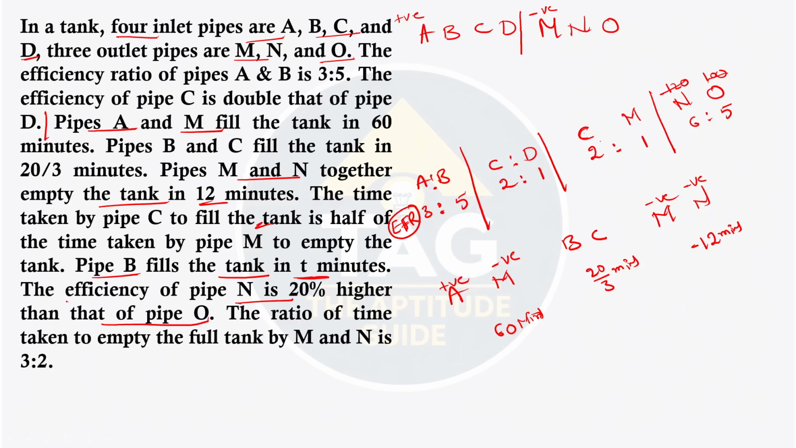Clear? Let me go through it again. Yes, it's about efficiency, not about days. Fine. So what we have taken is correct. The efficiency ratio of n is 20 percent more than that of the efficiency of pipe O. The ratio of time taken to empty the full tank by m and n is 3 is to 2.